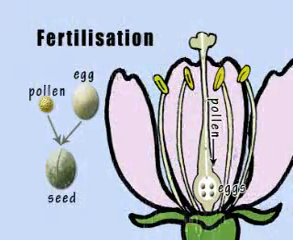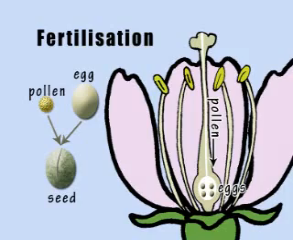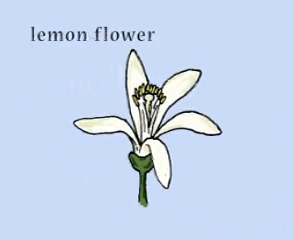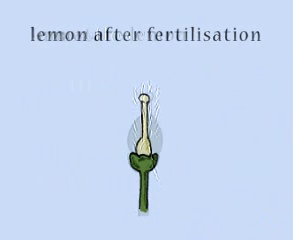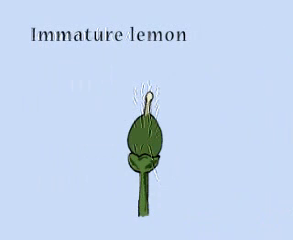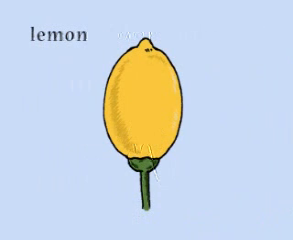After pollination, the male pollen granule and female egg join together to form a seed in a process called fertilization. Once fertilization has occurred, the flower starts to die as the ovary develops into a fruit containing seeds.